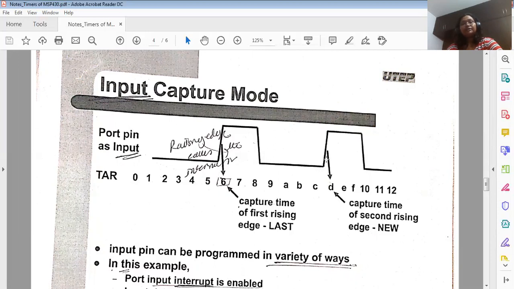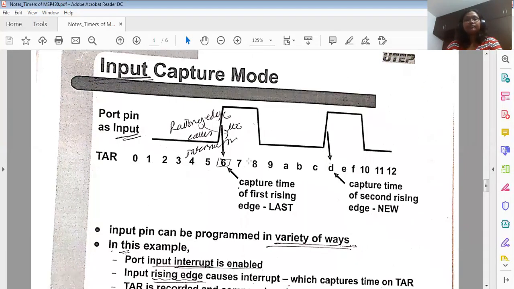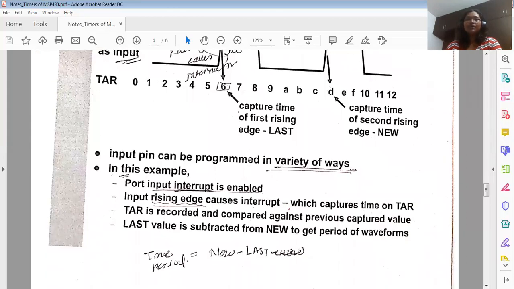You can find out the time duration, and after finding the time duration, you can find out the frequency. So you can use this input pin in various ways. Means you can either capture the rising edge, or capture the falling edge, or you can capture both rising and falling edge. So it is up to your requirement what type of input capture mode you want. So this is input capture mode and the compare mode.